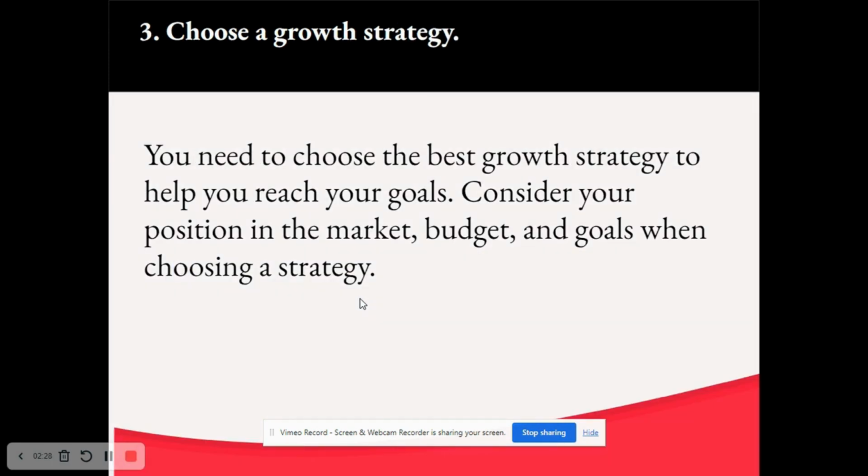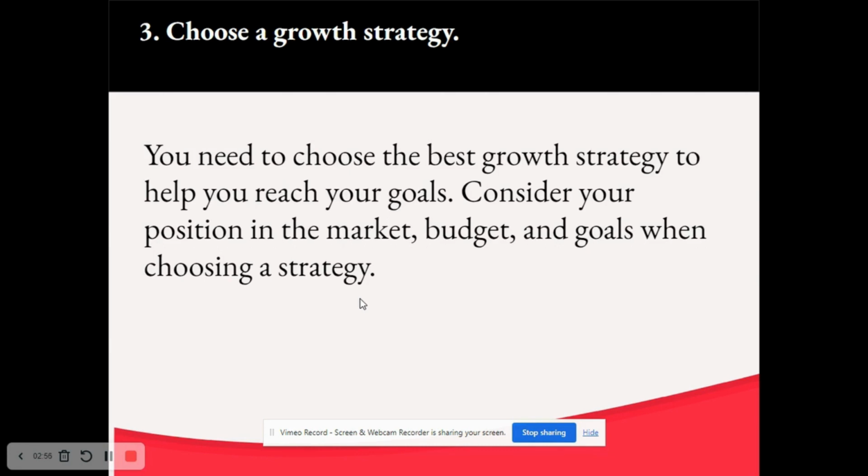The next step is to choose the growth strategy. So remember the types of growth strategy that we mentioned earlier. You need to pick what growth strategy you need to adopt at this particular moment. There are certain things you need to consider when you are choosing your growth strategy. You need to consider your position in the market. You need to consider your marketing budget, how much you have to execute your marketing strategy. Then the goal you are trying to achieve also determines the type of growth strategy you adopt.